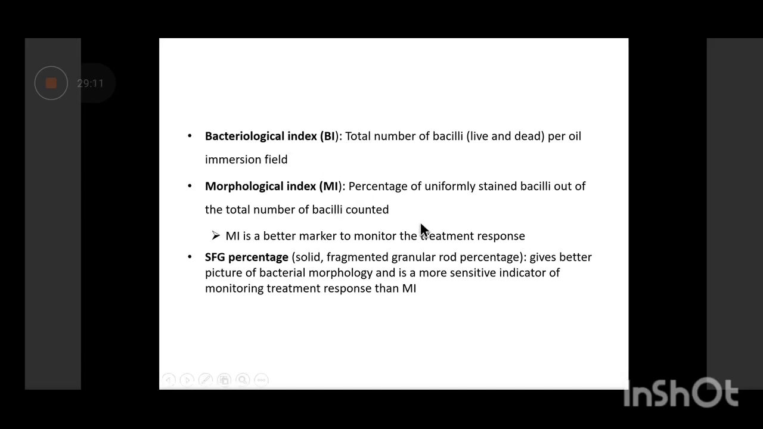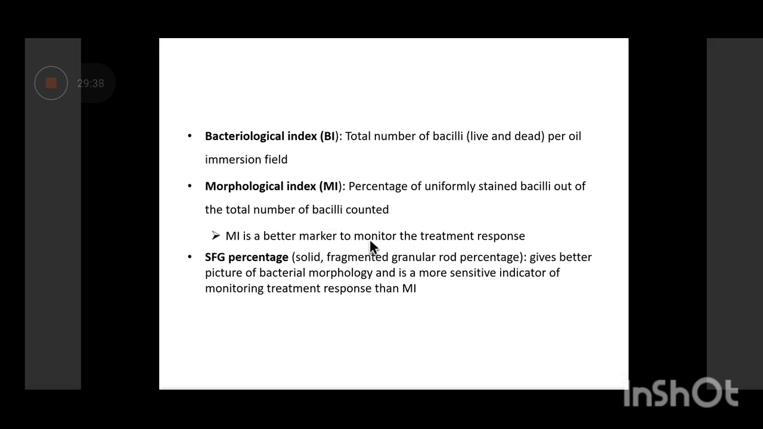Then the morphological index is the percentage of uniformly stained bacilli out of the total number of bacilli counted. So here we are looking for the live bacilli. This morphological index is a better marker to monitor the treatment response.